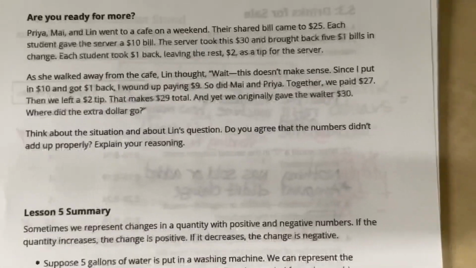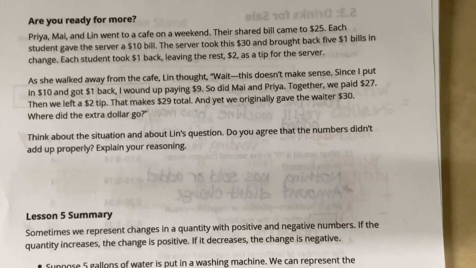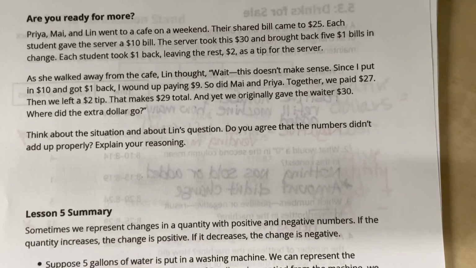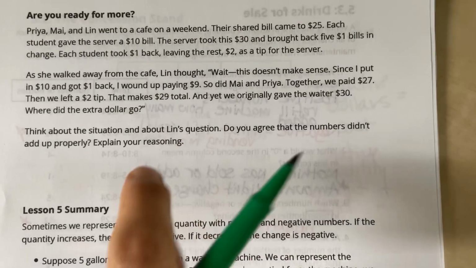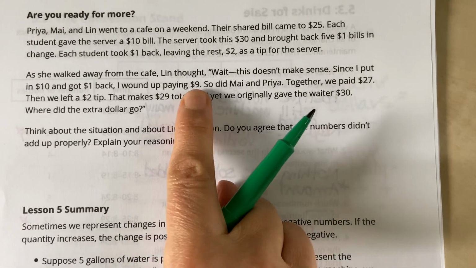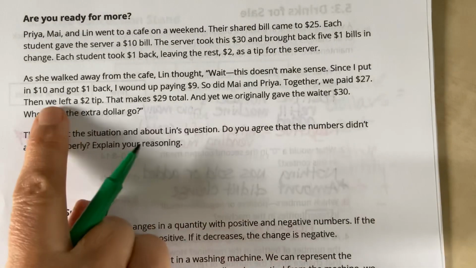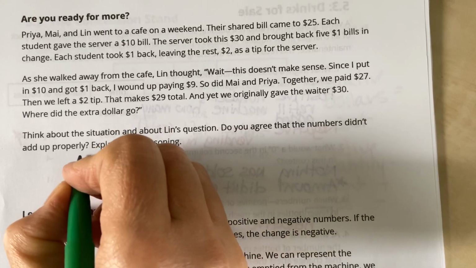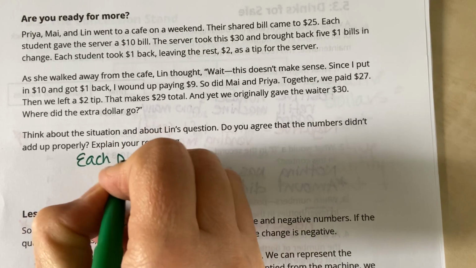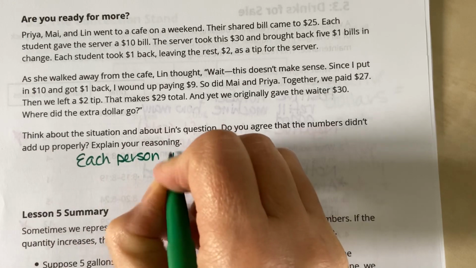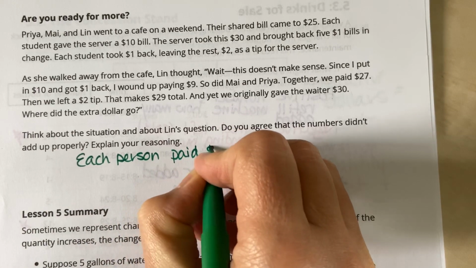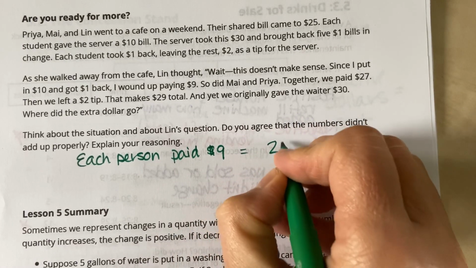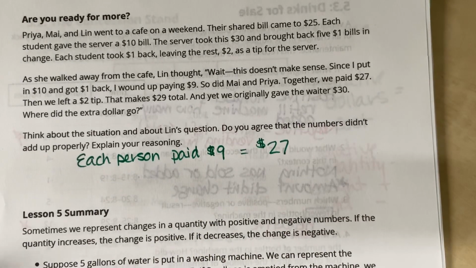All right, if you think about this problem, it does look like there's a missing dollar. But what I want you to do is go back and think. She's saying that, okay, we each paid $9 for lunch, right? So if they gave the server 10 and they each got $1 back, that means each person paid $9, which would equal $27, right? Because 3 people times $9 is $27.